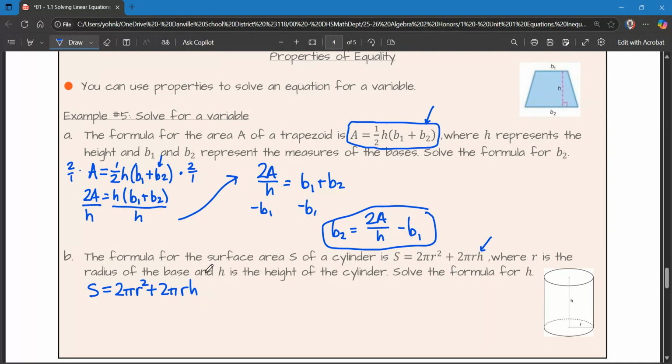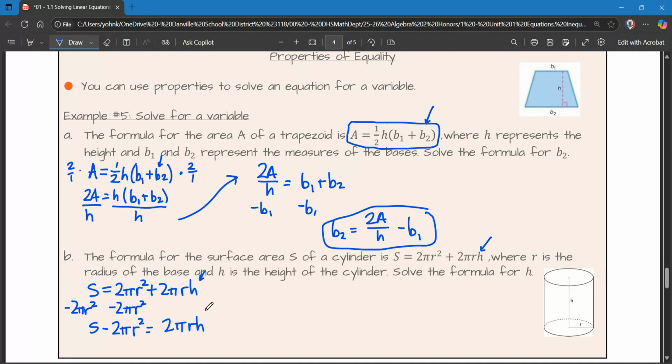Alright, so I'm trying to get the h alone. That means I gotta first get rid of this big 2 pi r squared, and then I gotta get rid of the 2 pi r. So let's first get rid of this 2 pi r squared. They're all connected through addition, so I can move all of it at once to the other side. So on the left-hand side, I have S minus 2 pi r squared, and on the right side, I have 2 pi r h.